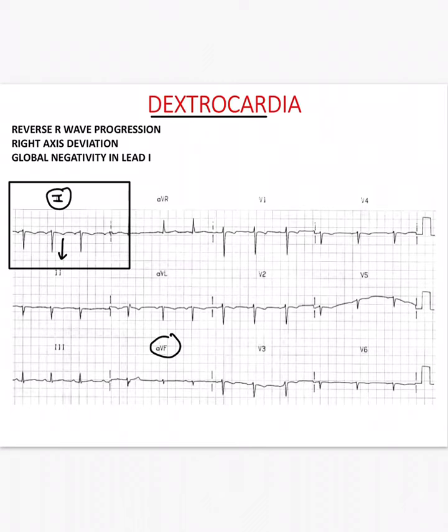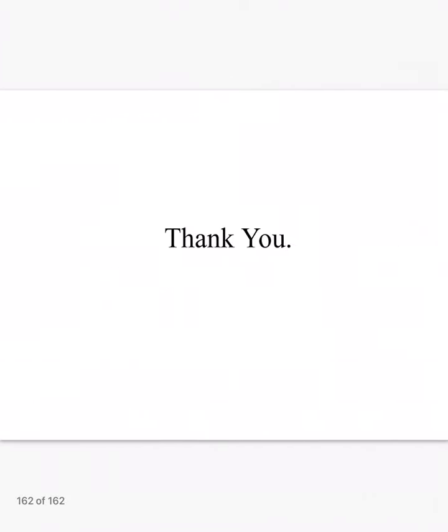This is the dextrocardia graph. With AVF, not very sure whether it's positive or negative. Here they show this is right axis deviation in dextrocardia. You remember the mnemonic, RALPH. This is your right axis deviation, because lead 1 is negative and AVF is positive. And the most important thing in dextrocardia: the entire lead 1 is negative, so dextrocardia has global negativity in lead 1.